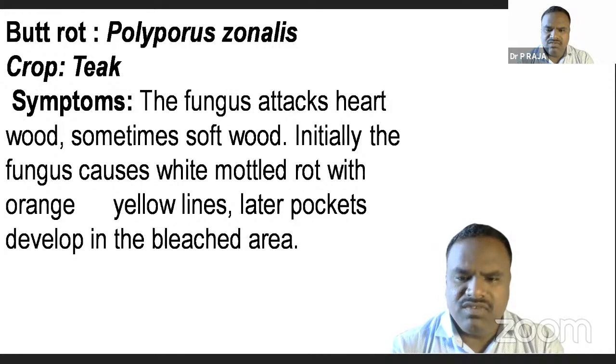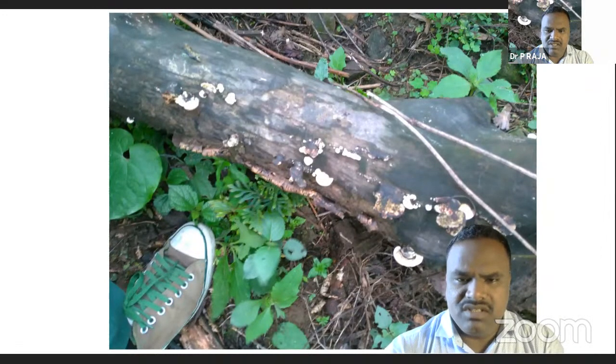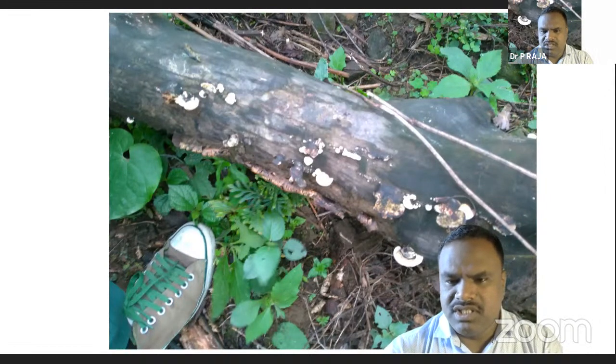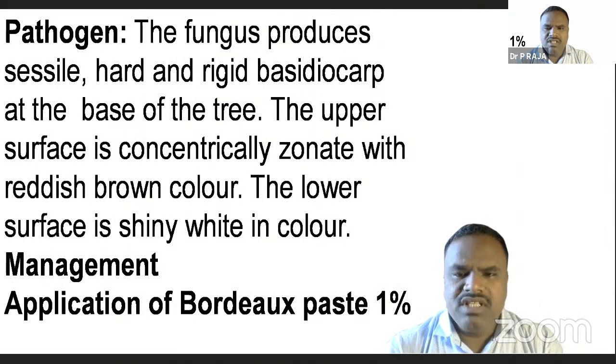And at the later stage, if you see here, the fungus is inside, and at the end it produces a lot of polyporus, right? Polyporus zonalis, so many species are there, right? It produces this kind of fruiting bodies on the wood. And the fungus produces sessile and hard, rigid basidiocarps, as I showed in the pictures.